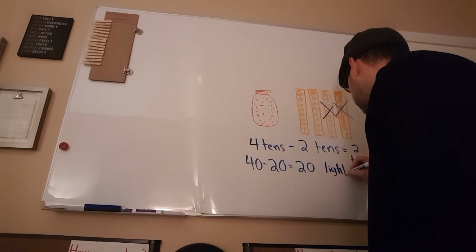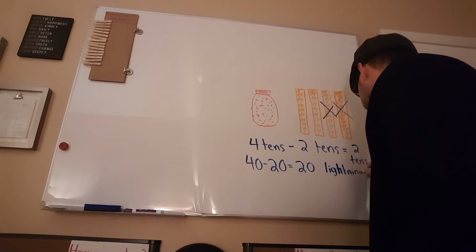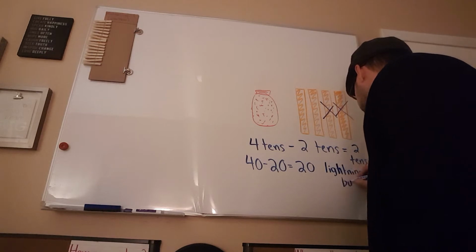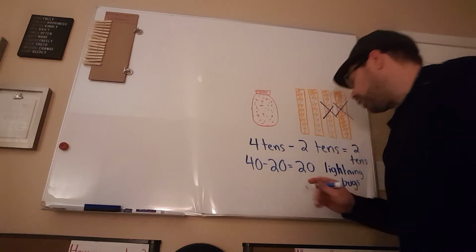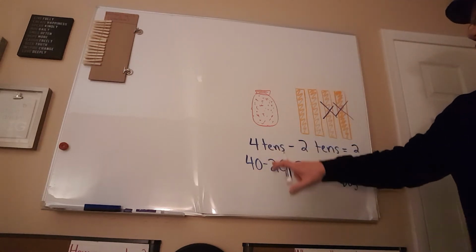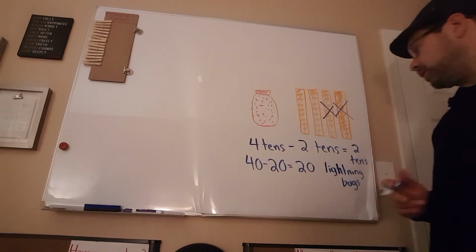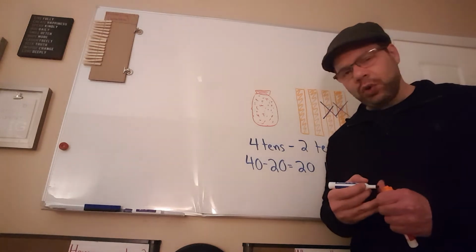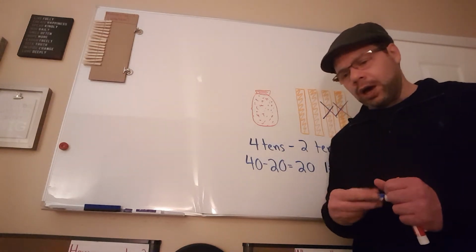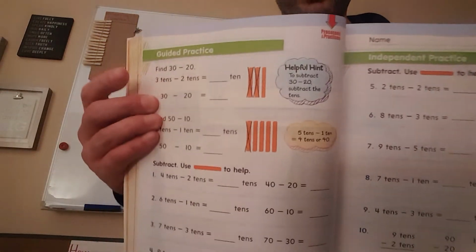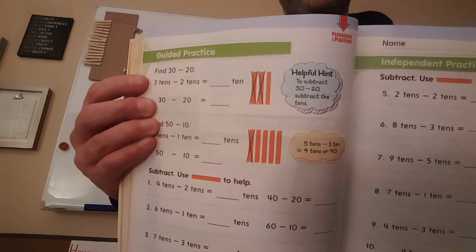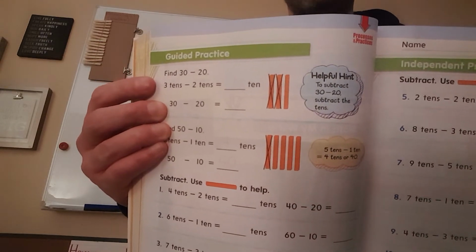Lightning bugs. Okay, so I had 40 lightning bugs in the jar, 20 got out, or got away, and we're left with 20 lightning bugs. Does everyone see how that goes? It's pretty straightforward. There's examples on the next page for that. There's guided practice, it's called. So here's a couple of examples where they guide you through the same thing I just did.